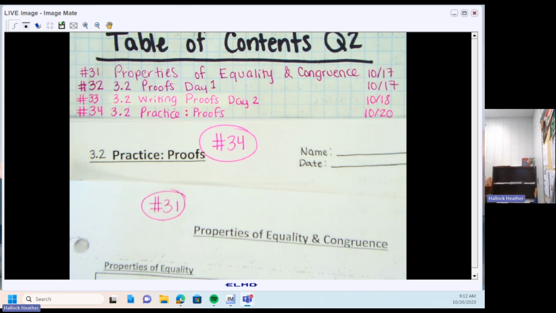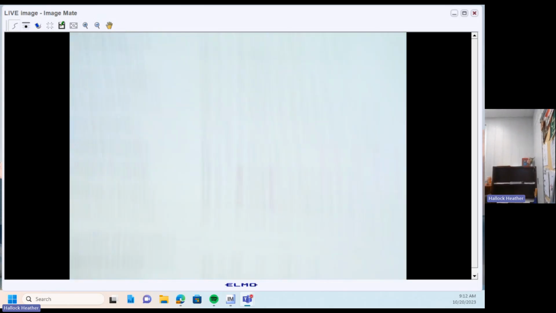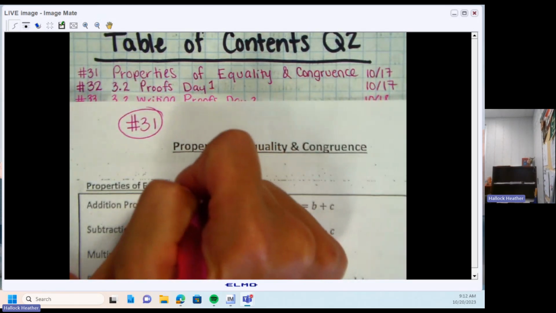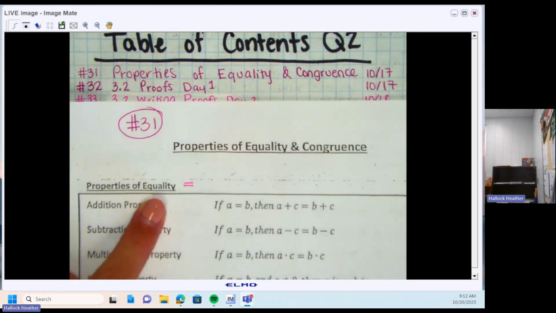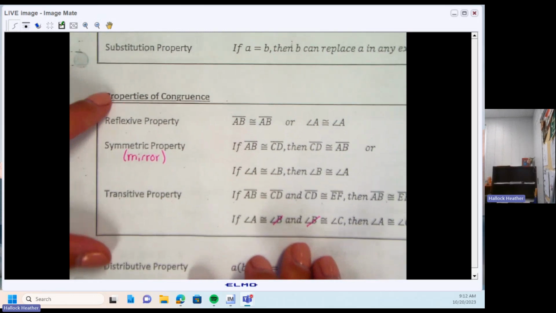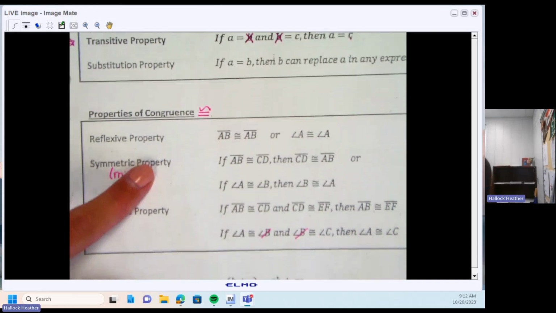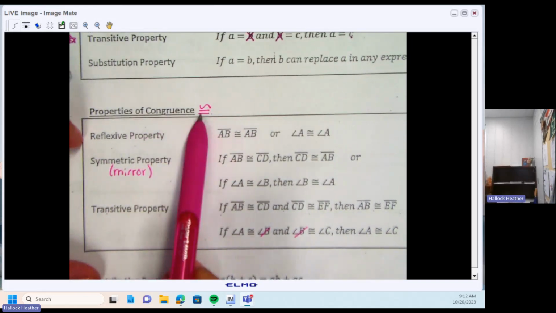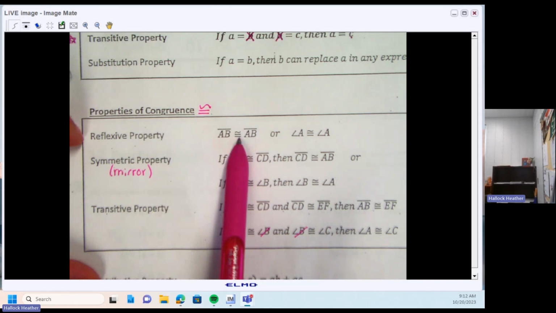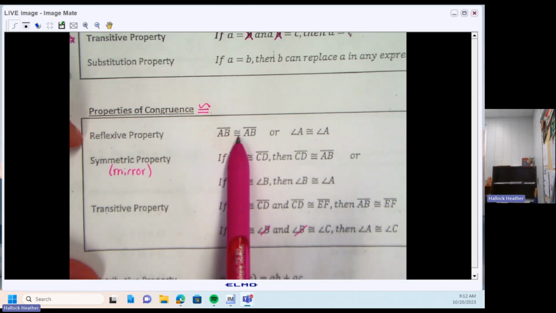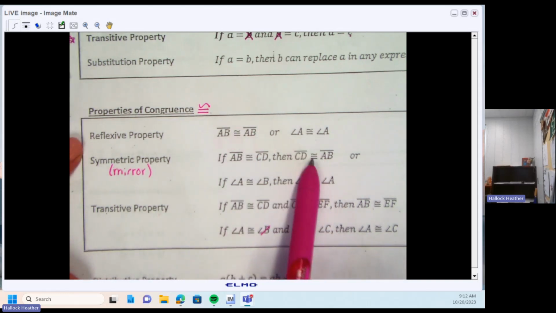We're still going to use those, but then we're also going to talk about properties of congruence. So if you have properties of equality, that is when you have an equal sign. So you literally have an equation. When you are talking about properties of congruence, you have a congruency symbol. So notice in this second box, you have a congruency symbol in every single one of these statements. A congruency symbol is an equal sign with a squiggle on top. It basically means the same thing. It means they're equal, but these are your properties of congruence.